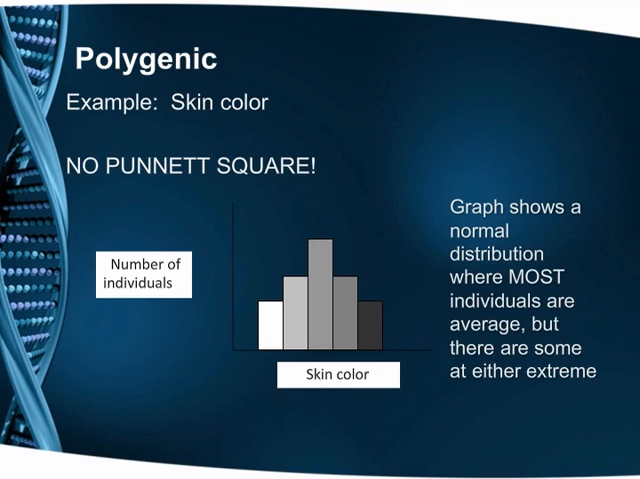Make some notes on the graph so that you understand what you're looking at. Most of the individuals are going to be average. That is your tallest bar in the middle. Go ahead and label that bar average. But there will be some individuals at either extreme. Some who have a very pale skin color and some who have a very dark skin color.